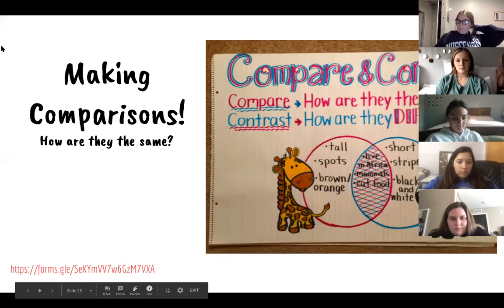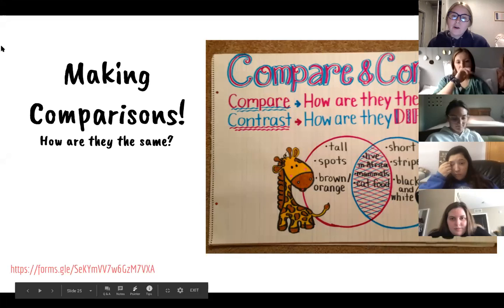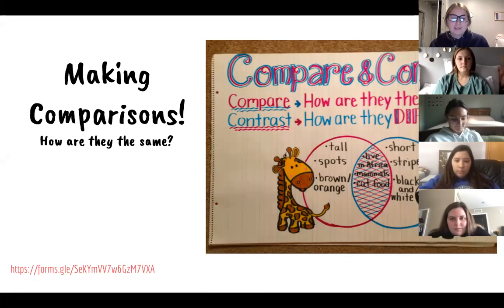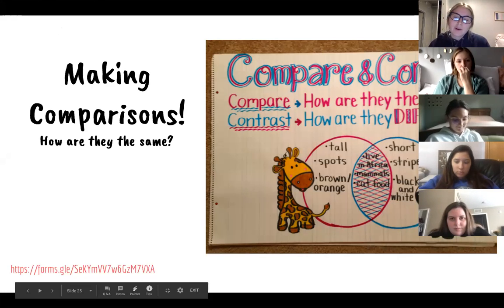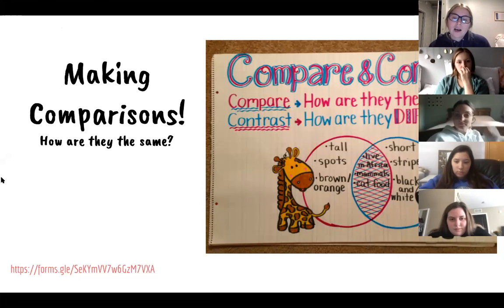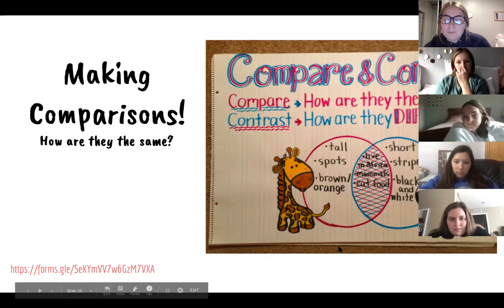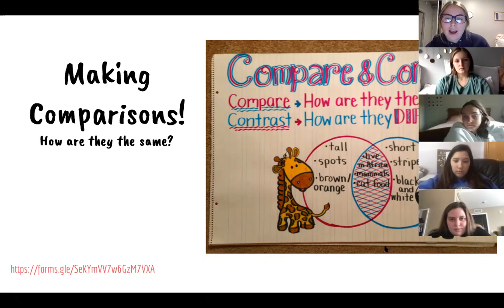So we're going to talk about making some comparisons. We're going to talk about how some of the animals and actions we saw in the book are similar to ourselves. So a comparison is, we're going to talk about how they are the same. So I put up this little picture that shows a giraffe and a zebra, and we're going to talk a little bit about how they're the same. So does anyone have something that is similar about a giraffe and a zebra?